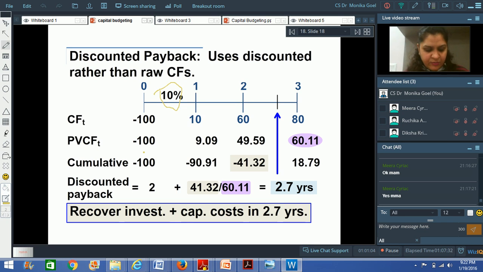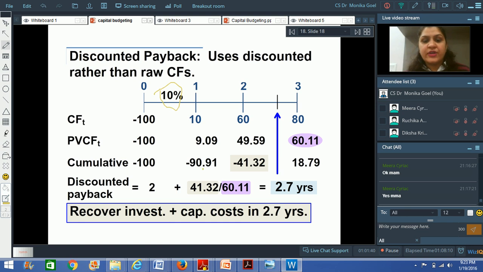In year 2, I'm getting 60. Now this has to be 60 divided by 1.1 raised to power 2. That is equal to 49.5867, which is 49.59. In year 3, I'm getting 80 rupees. Again, I divide 80 by 1.1, then 1.1 and then 1.1, because I have to divide it by 1.1 raised to power 3. This is equal to 60.11. So now I've got the discounted cash flows.